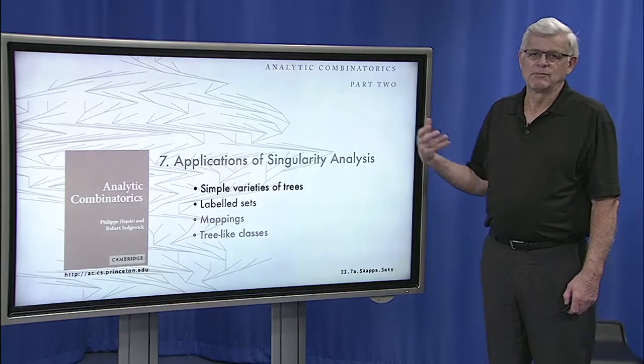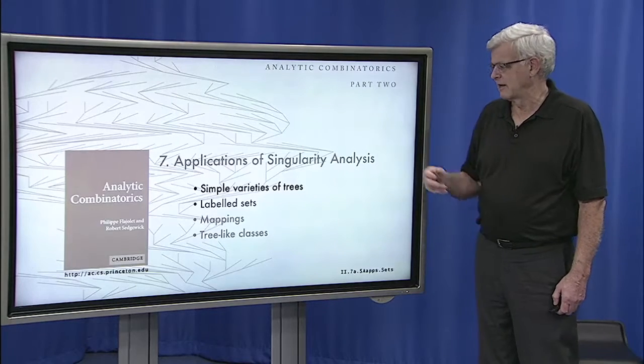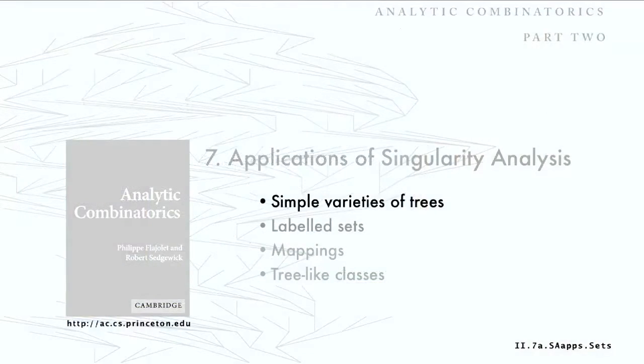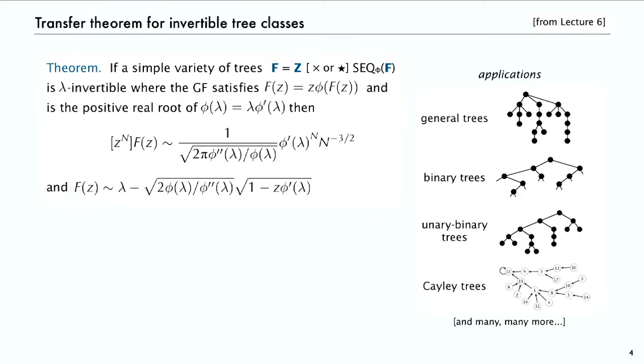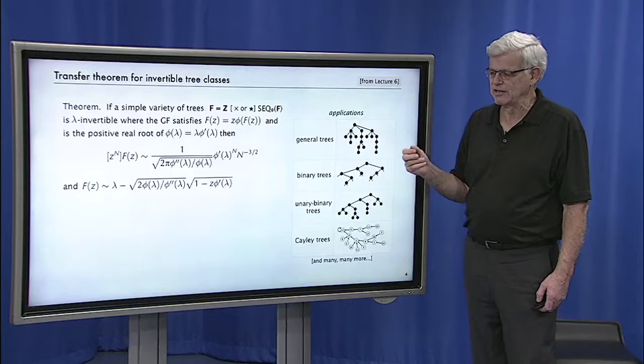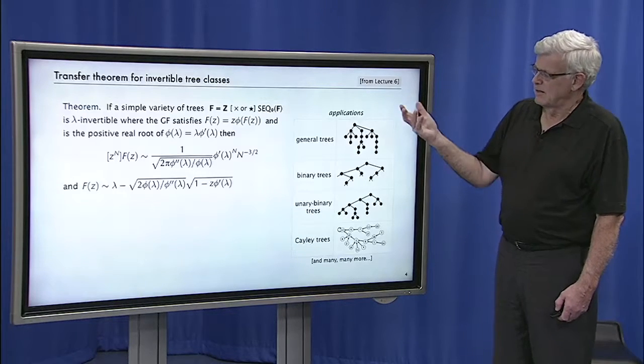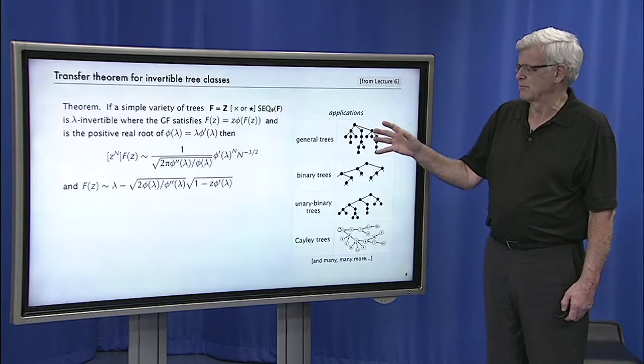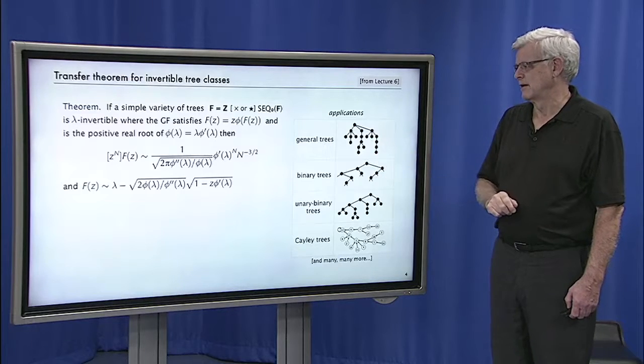So the first one is simple varieties of trees, and we talked about a couple of applications last time, so let's just look again. We start with this transfer theorem that's proved with the singularity analysis process developed by Flajolet and Odlyzko in 1990, but all that mechanism kind of lies underneath.